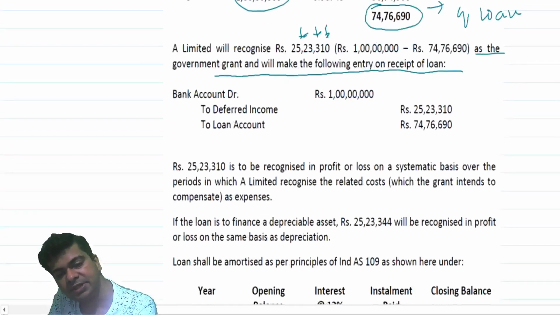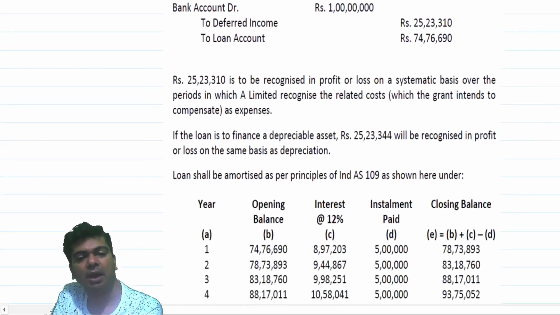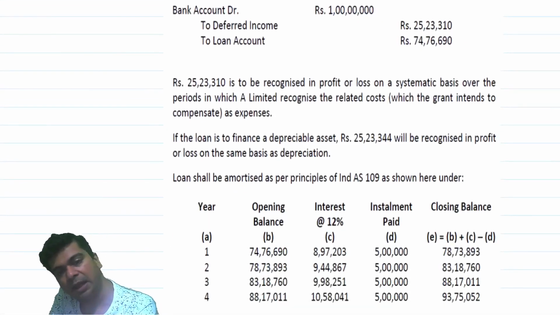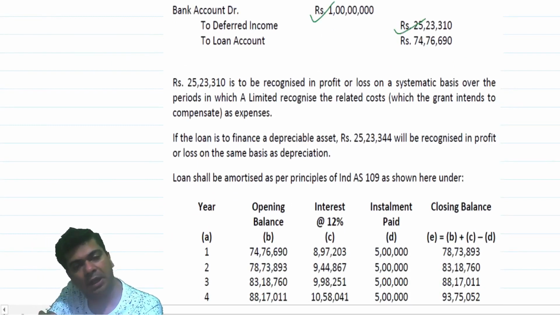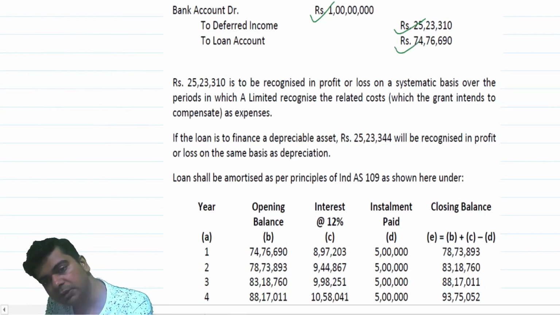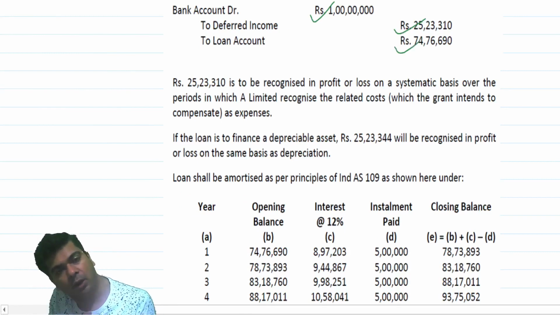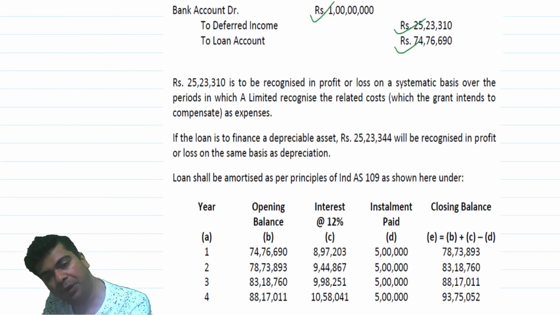We have already discussed the accounting entry, isn't it? Bank account debit, you are receiving 1 crore. So bank account debit by 1 crore. Deferred income, that's the government grant, to loan account. The 1 crore is split into the loan component and the deferred income component.